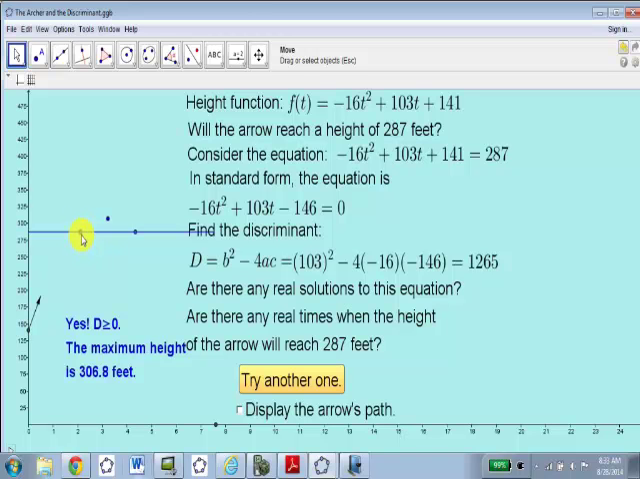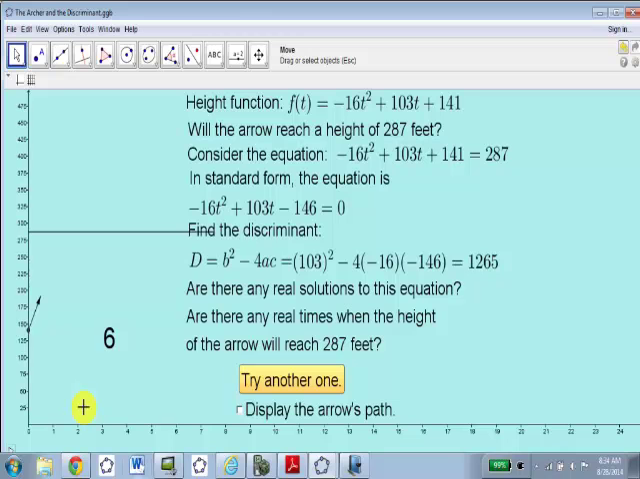It happens at a couple of times. It happens a little after 2 seconds into the flight. And then again, 4 point something seconds into the flight. 2 solutions to that quadratic equation. Let's let the thing fly. Let's see, I guess we get another countdown. And then it goes. And there it is. It does reach a maximum height, actually, of 306.8 feet.